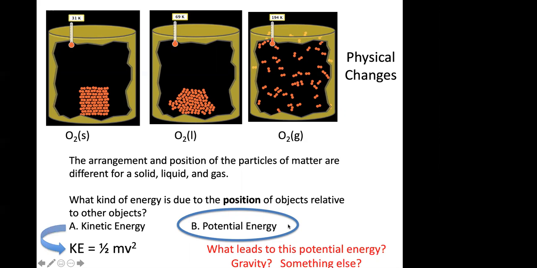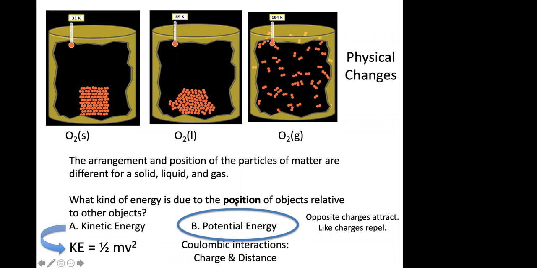Now, we might ask, well, what's leading to this potential energy? Is it gravity or is something else leading to the particles of matter being stuck together? In our class right here, crucial for us is going to be what's called the Coulombic interactions. These particular particles, the charges they have as far as whether they're positive or negative and how they're situated, how close together or far apart they are, really important idea for us.